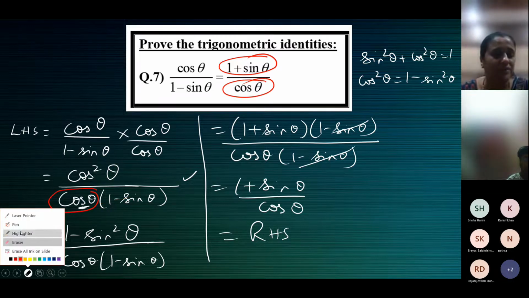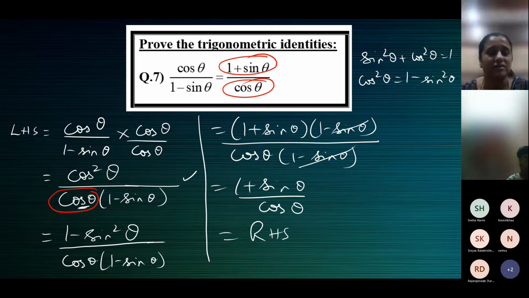And also in the numerator, here we have cos square theta, but in the RHS, you have 1 plus sin theta. So in the next step, we write cos square theta as 1 minus sin square theta.